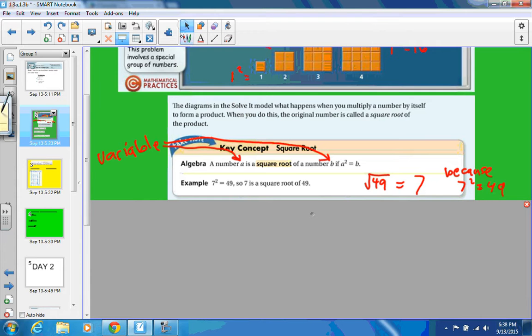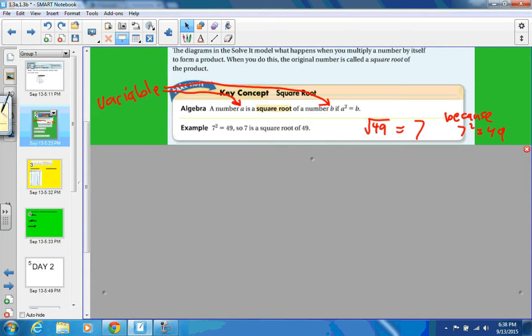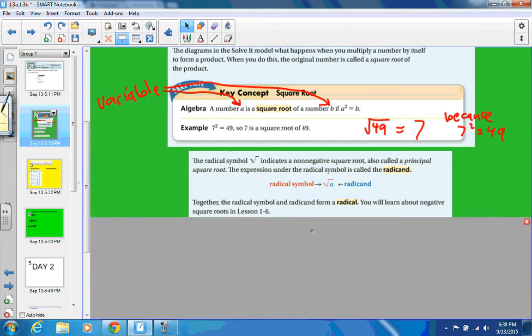So we'll do some examples with this in just a moment. But I want to show you a couple other things, just so you understand what is what. That little symbol above the 49, it kind of looks like a division symbol when you're doing long division, but it's got that extra little tail there. So that's called a radical symbol. That indicates that you're taking the square root of something as long as it's not negative. And the expression underneath that radical symbol is called the radicand.